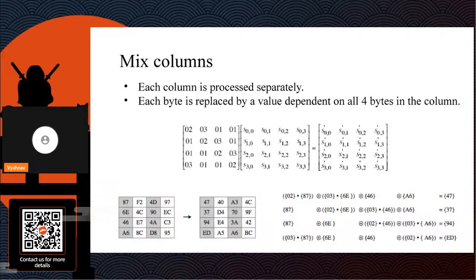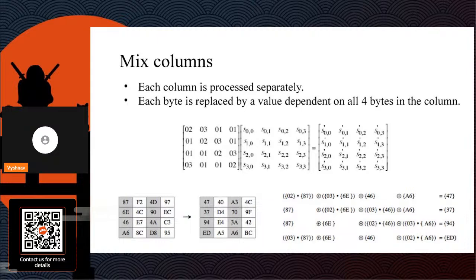So the third block is mix columns. Here each column is processed separately. Each byte is replaced by a value dependent on all 4 bytes in the column. Let's say this is a matrix. This matrix is also pre-calculated, and it is calculated using Galois field. So if this is my input data, and this is the matrix, in mix columns every input data is multiplied with this matrix.